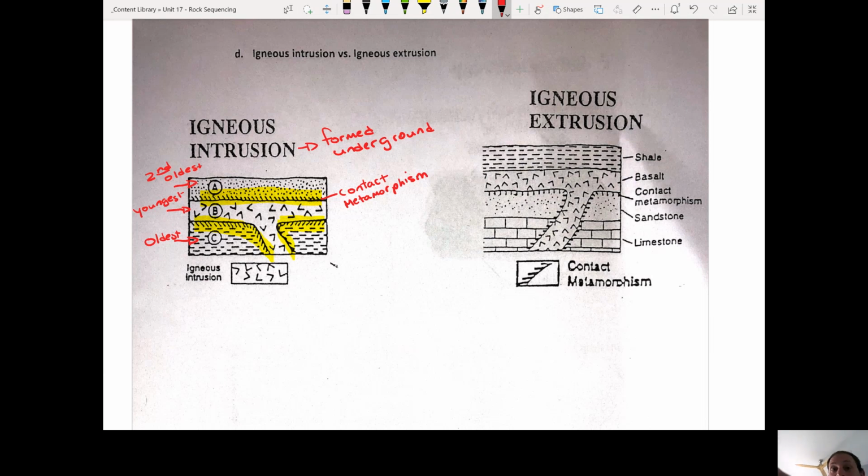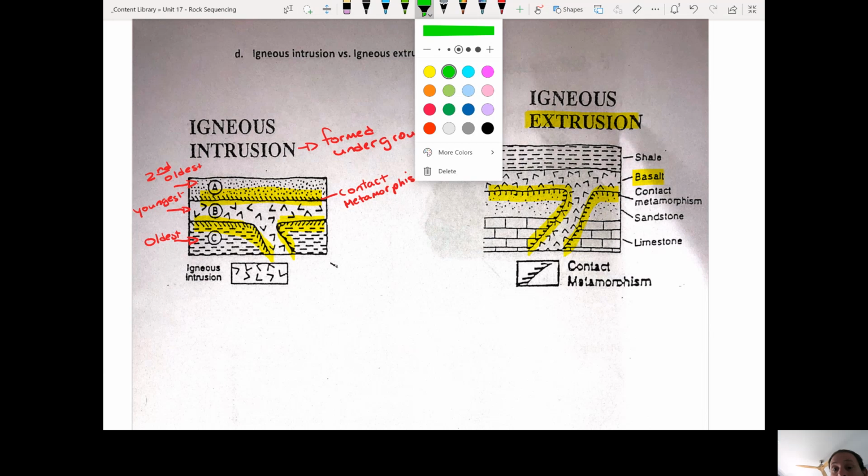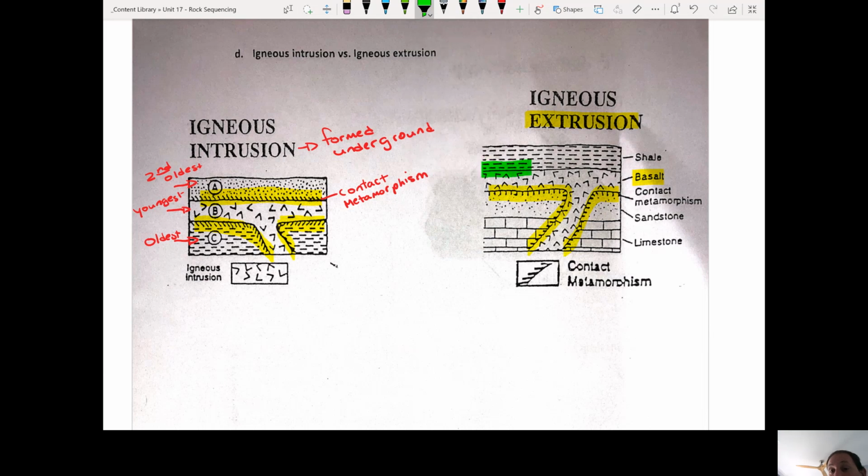Now, how is the extrusion diagram different? We look at the basalt layer here and we notice that we have the contact metamorphism down here, where I'm highlighting in yellow, but up here in green, it's missing. There's no contact metamorphism between the shale and the basalt. So what does that tell us? That tells me that the basalt is older than that shale layer on top.